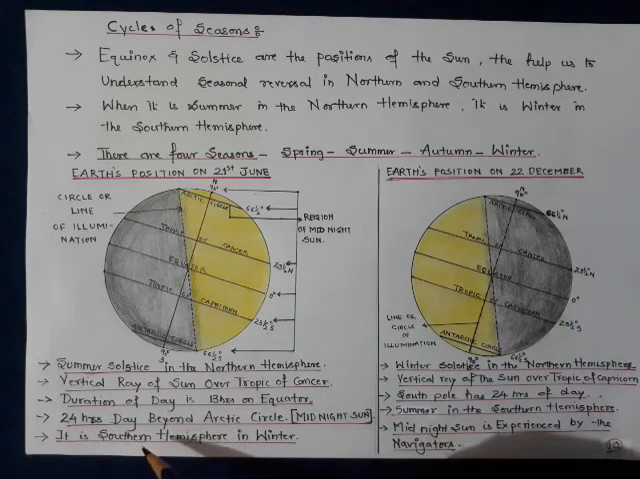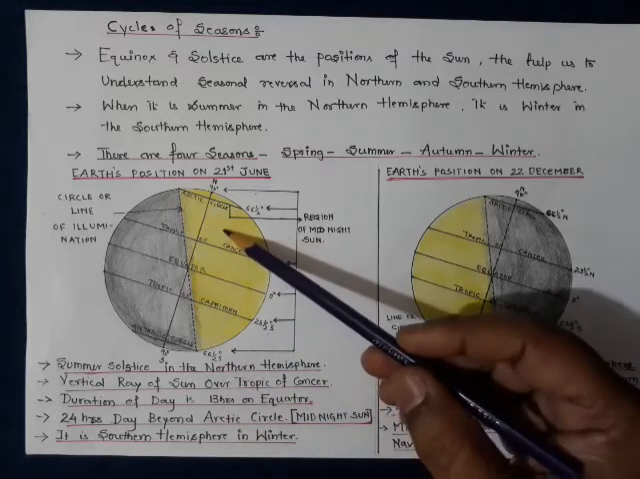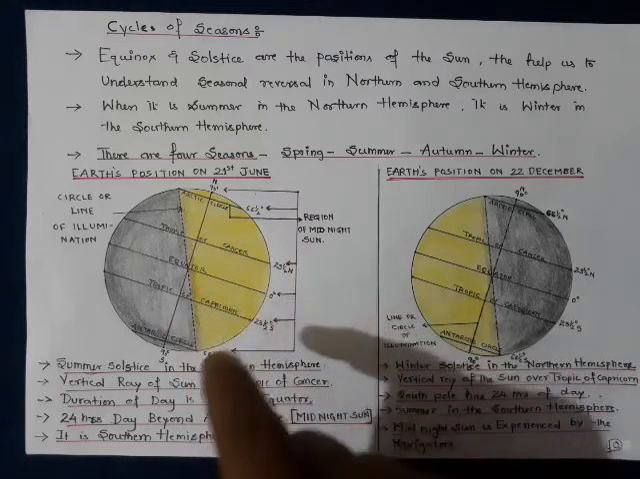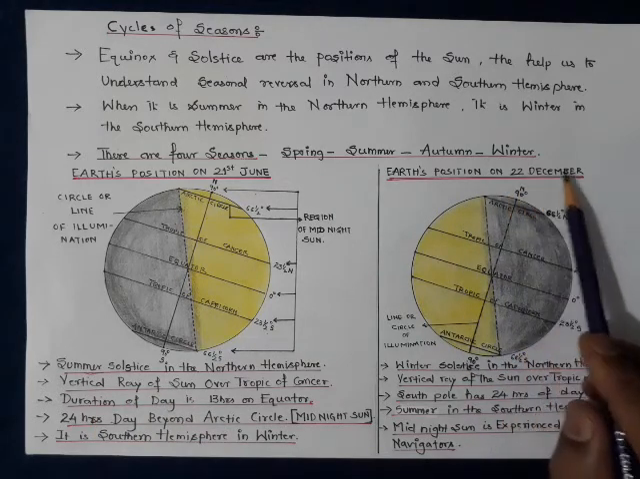24 hours day beyond the Arctic Circle. That means in the Arctic Circle, the length of the day is 24 hours. So this zone or region is known as the land of the midnight sun. So hence, when it is summer in the northern hemisphere, it is winter in the southern hemisphere. So this positioning of the earth is known as what? Summer solstice.